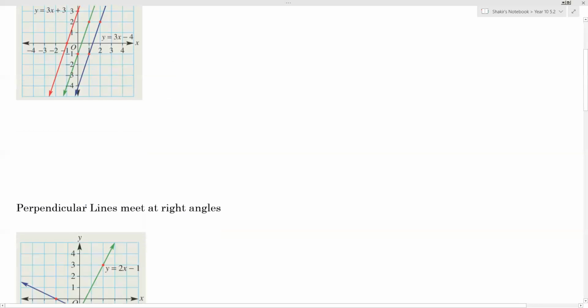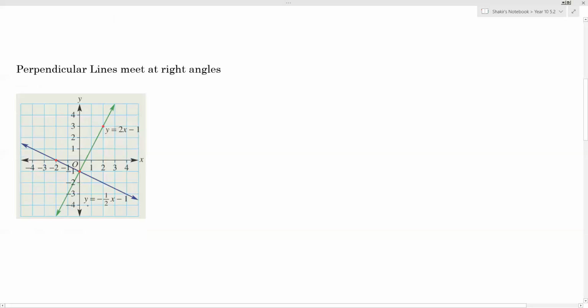So that's parallel lines. Perpendicular lines meet at right angles. So if two lines are perpendicular to each other, then they will meet at right angles.